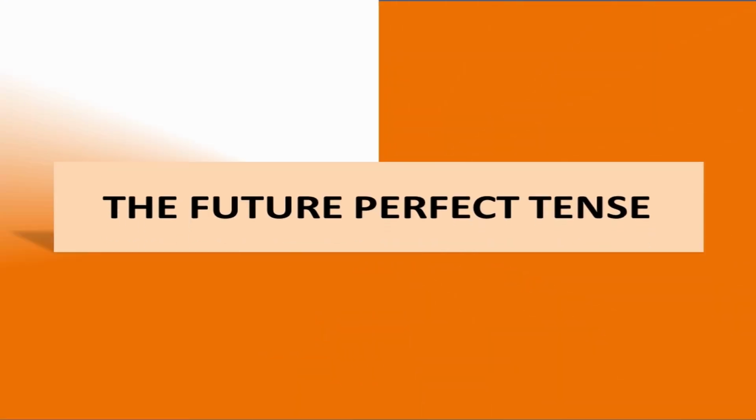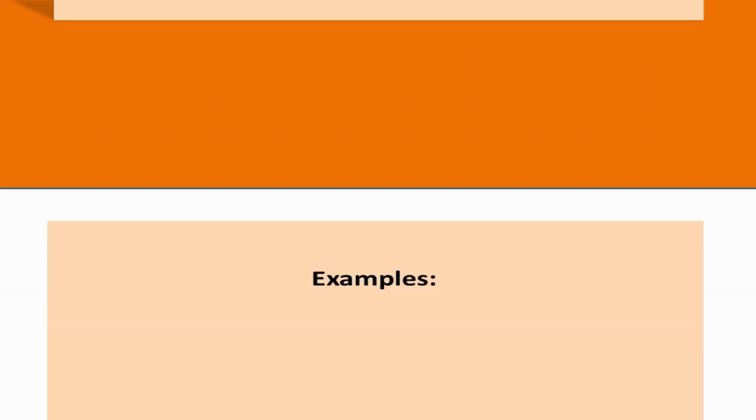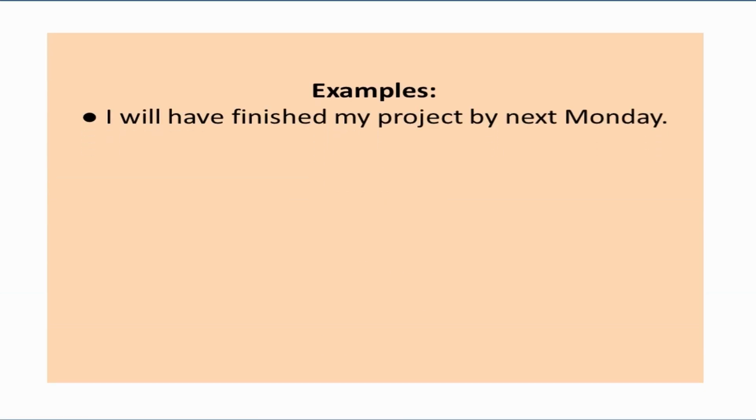Let's talk about the future perfect tense. Examples of the future perfect tense: I will have finished my project by next Monday. I will have finished. This is showing the action that will be completed in a specific time in the future. It means it will reach Monday when the project is done.